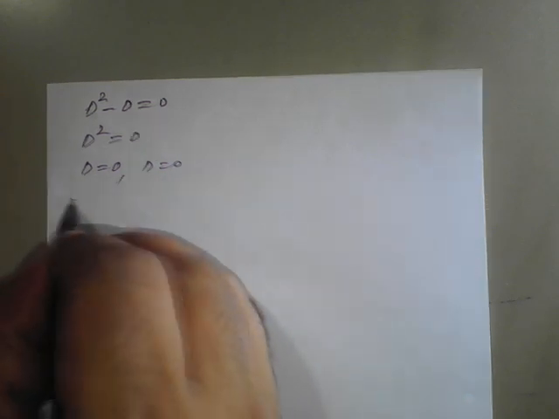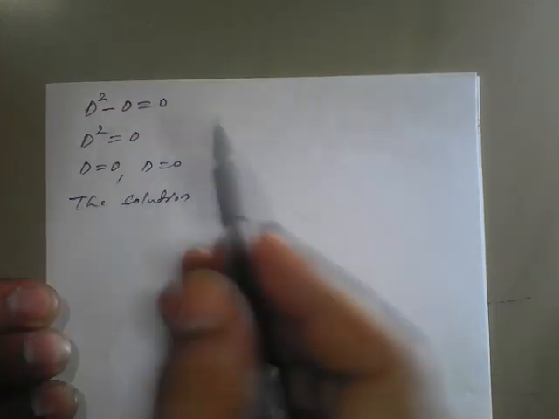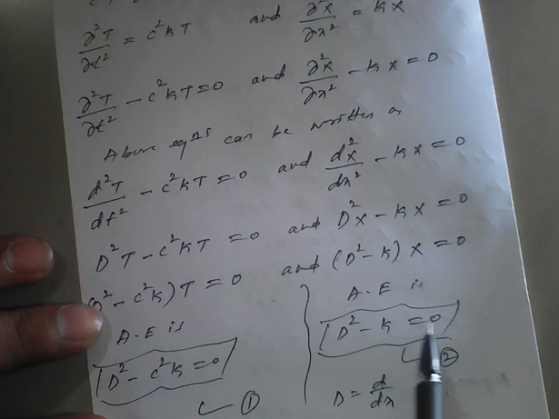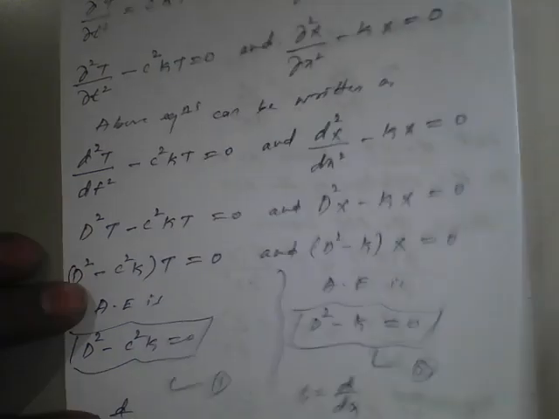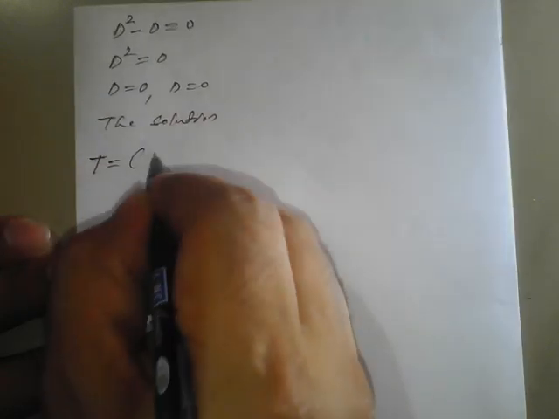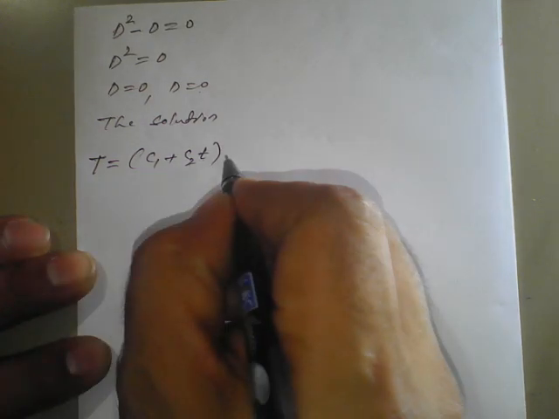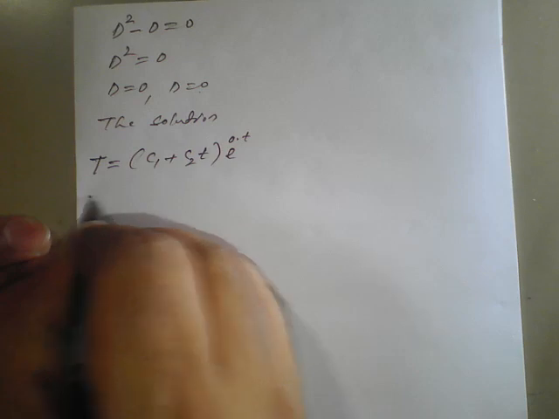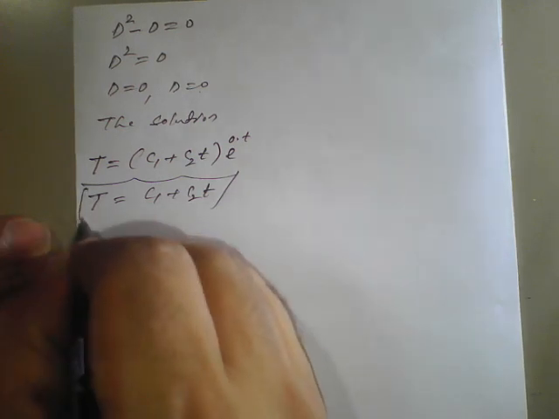So therefore the solution is, because I am not writing the complementary function, because here both are nothing but homogeneous. Right hand side 0 means no particular integral, so the complementary function only is the solution. So this is in terms of t, two equal roots here, so therefore c1 plus c2 with respect to t, so t into e raised to 0 into t, which is nothing but T is equal to c1 plus c2t is the solution of t.